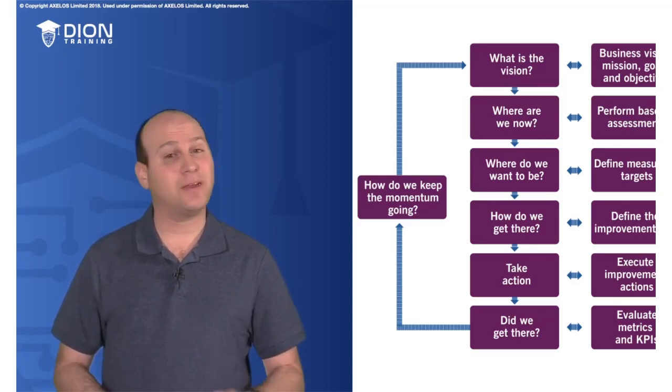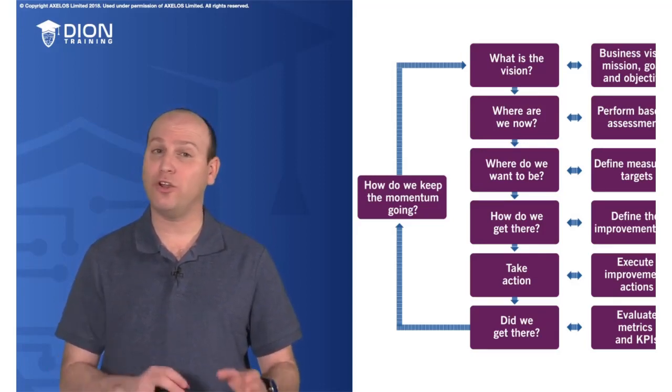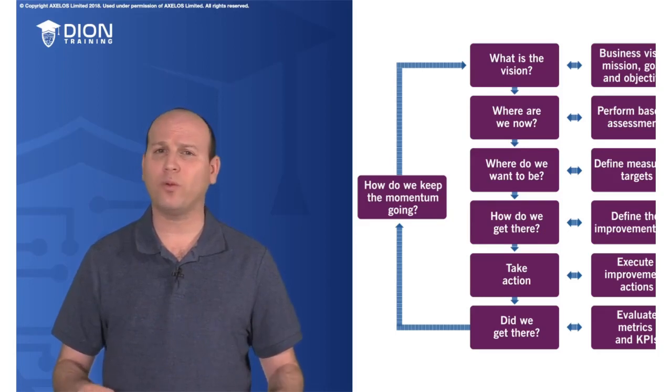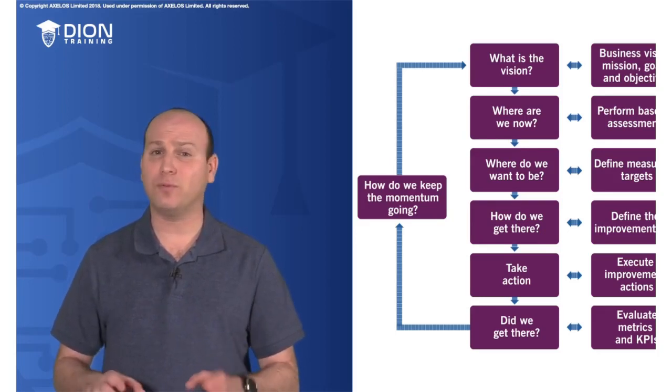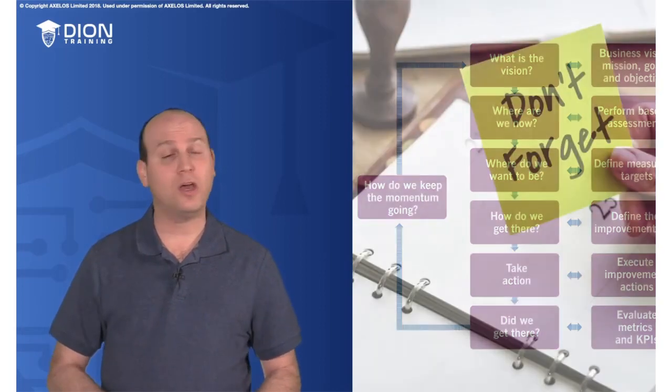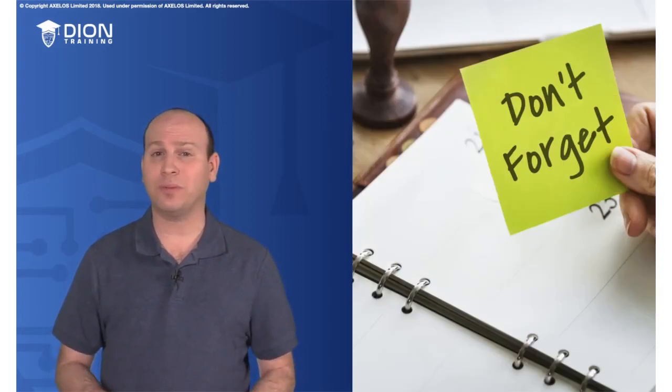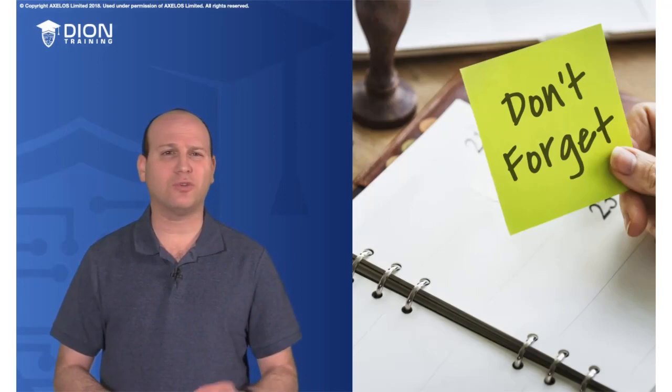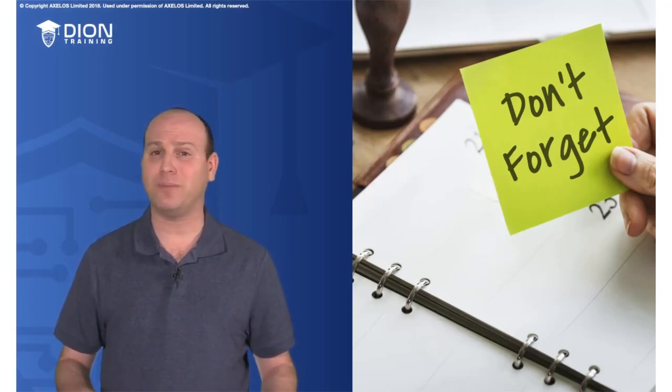The 6th step, did we get there, involves checking our new normal. Basically, where are we today, and comparing it against the original baseline from step 2 that we took at the beginning of the process. Too often, once an improvement plan is set into motion, people just start to assume that the expected benefits are going to be achieved.